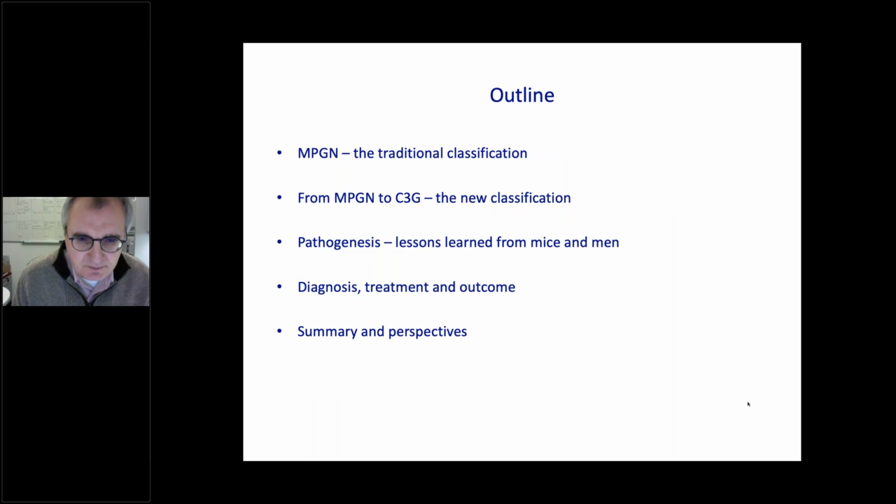What I'm trying to do within the next hour, with hopefully a lot of space for Q&A at the end, is to introduce MPGN coming from the traditional classification, introduce the new classification, how we think about it today, think with you through the lessons that we have learned from mice, animal models, and patients in terms of pathogenesis, translate all of that into diagnostic, therapeutic, and kind of our thinking about outcome approaches, and then sum it all up.